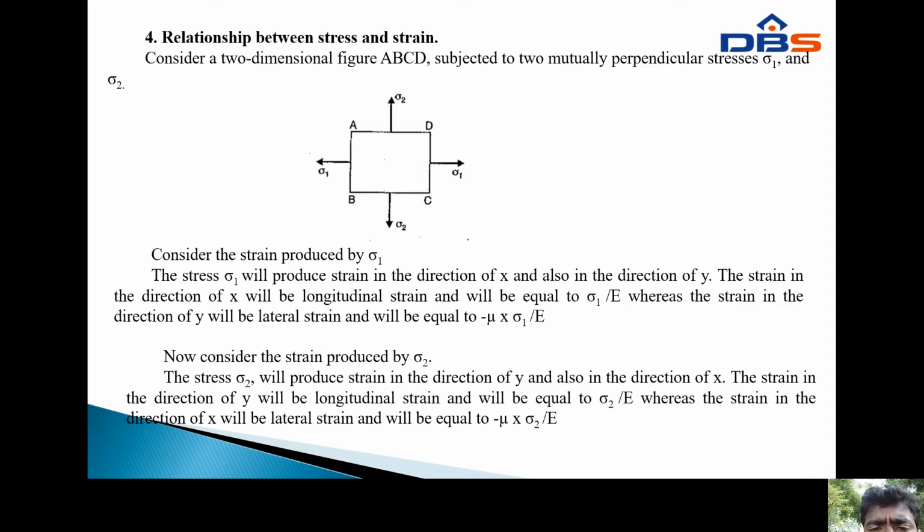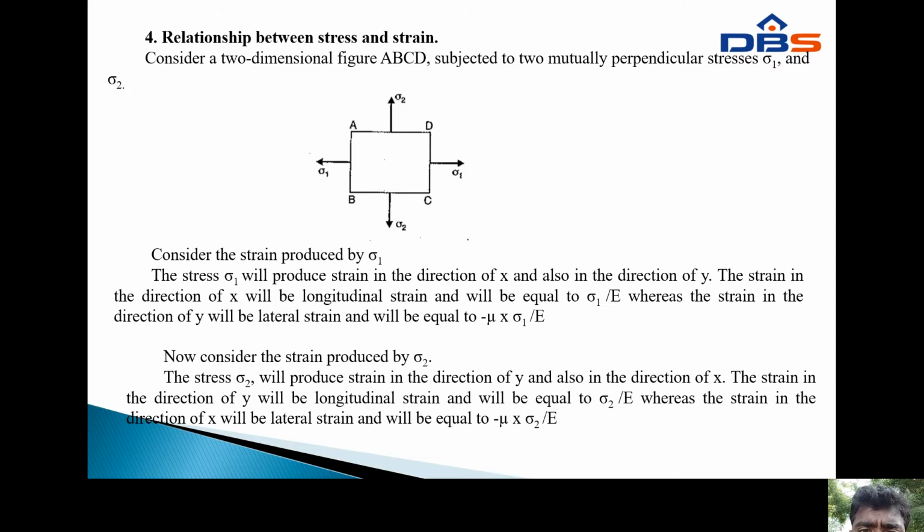Now consider the strain produced by sigma 2. The stress sigma 2 will produce strain in the direction of y and also in the direction of x. The strain in the direction of y will be longitudinal strain and will be equal to sigma 2 by E, whereas the strain in the direction of x, the lateral strain, is equal to minus mu into sigma 2 by E. In these equations, these are normal stresses, longitudinal strains and lateral strains.